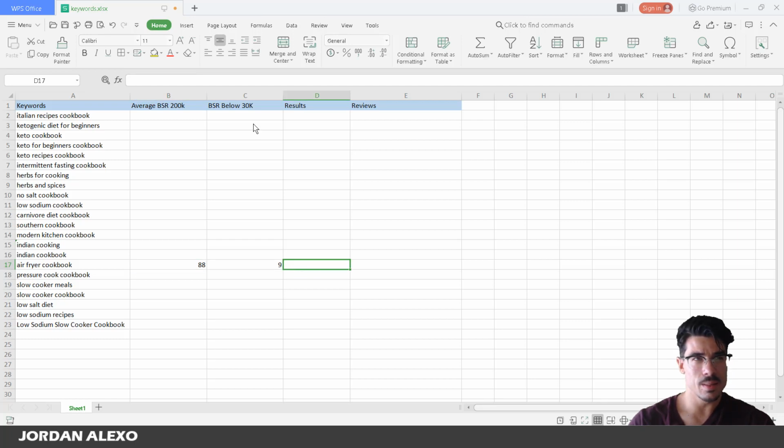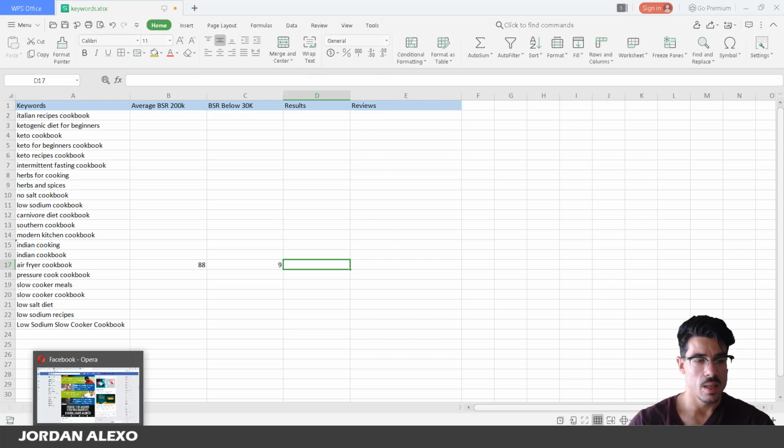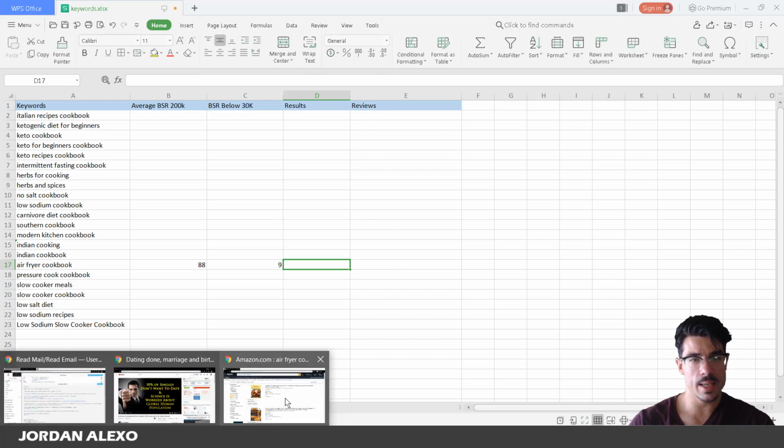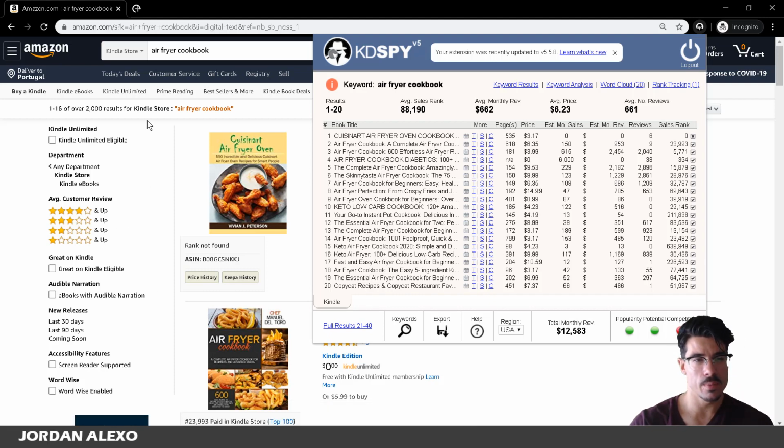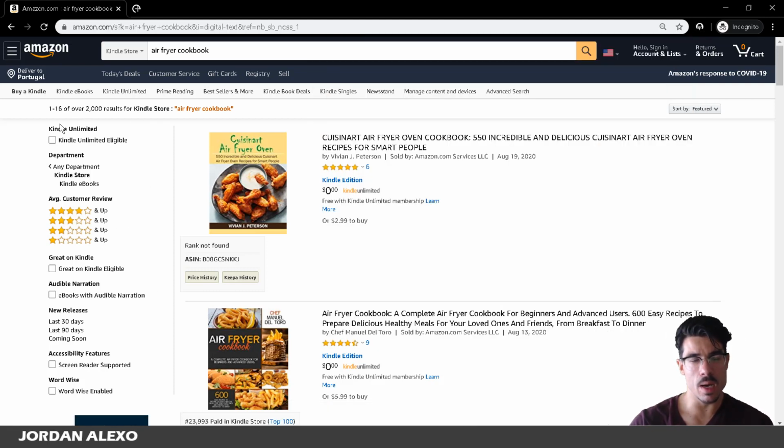The profitability isn't good. That's what I mean, okay? Now let's go and check the competition in these last two columns. What you want to check is the number of results. What you want to have is about 1,000 results in the Kindle store. In this case, we have a bit above.